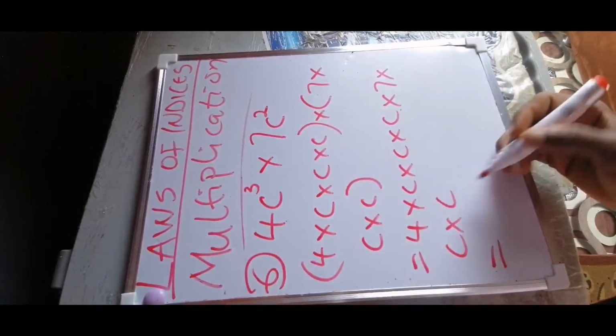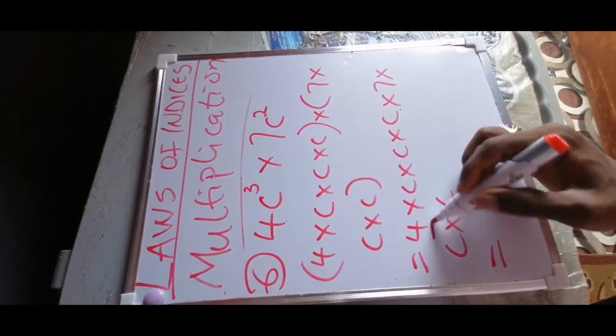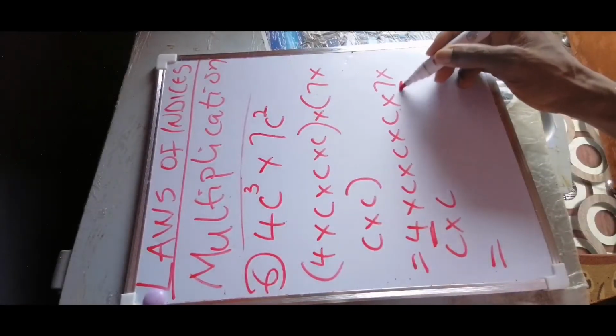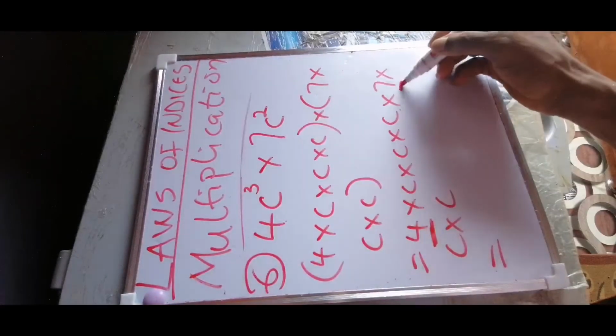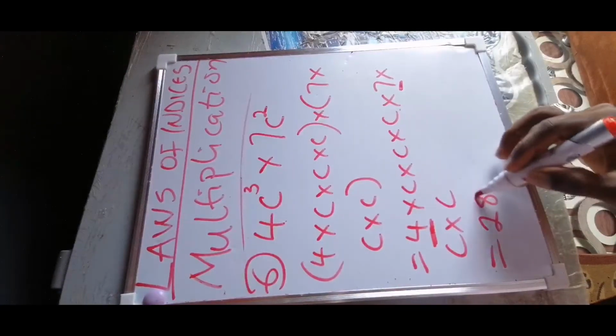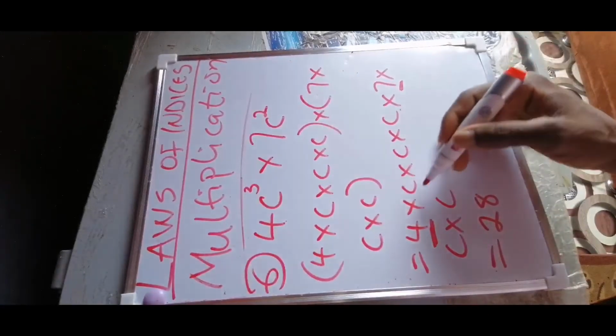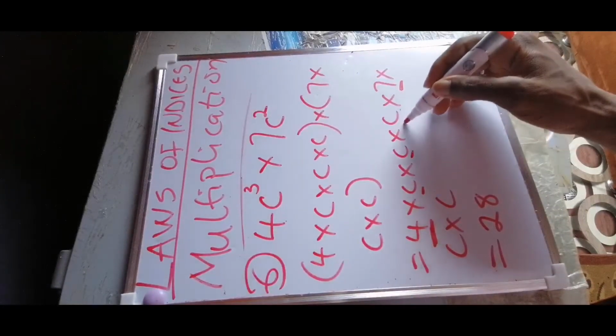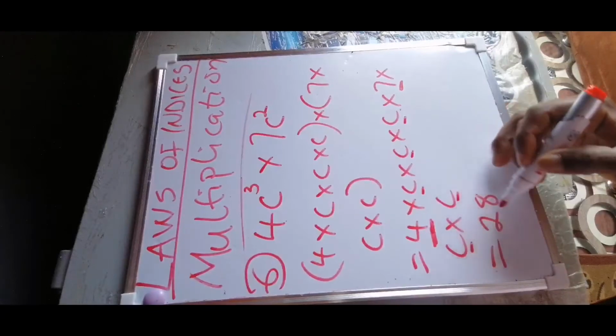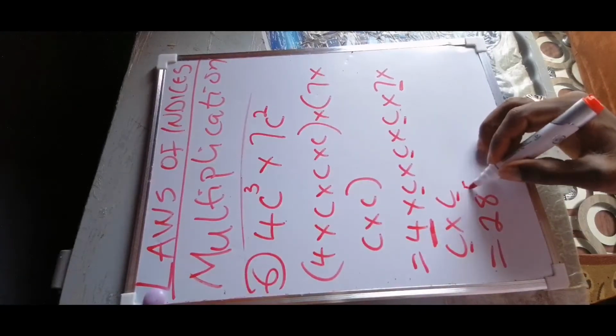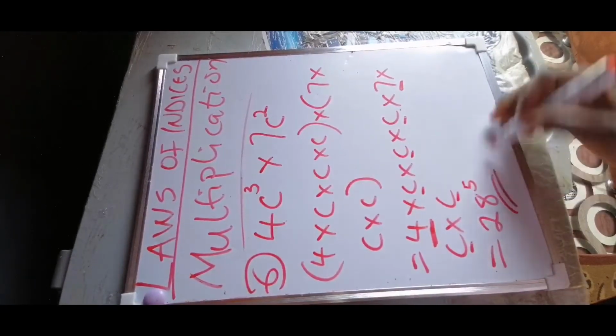So here we go. You're going to start with the numbers 4 and 7. 4 times 7 equals 28. Then we are going to count the number of c's we see here. We have 1, 2, 3, 4, 5. So 28c raised to the power of 5. Here is our final answer.